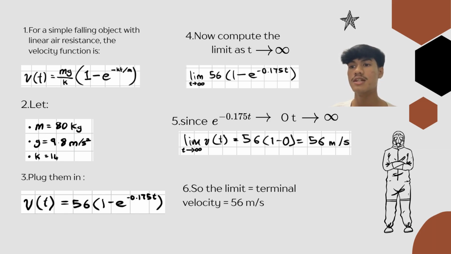infinity. The limit of 56(1 − e^(−0.175t)). And then number 5, since e^(−0.175t) goes to 0 as t goes to infinity, the limit equals the terminal velocity, 56 m/s.